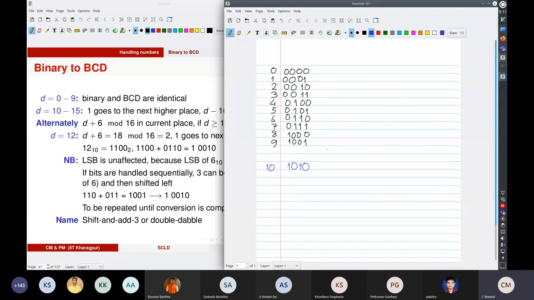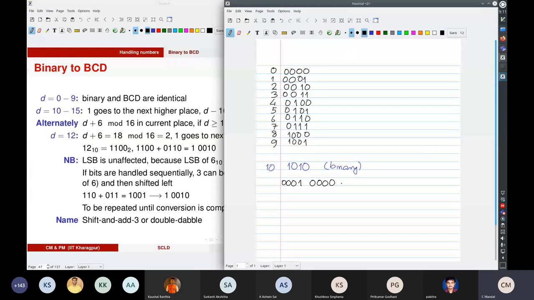Alright, but if you want to represent in BCD, so this is, let us say, binary. If you want to represent in BCD, then what you'd like is for it to be 1 0, right? So what can you do about it?